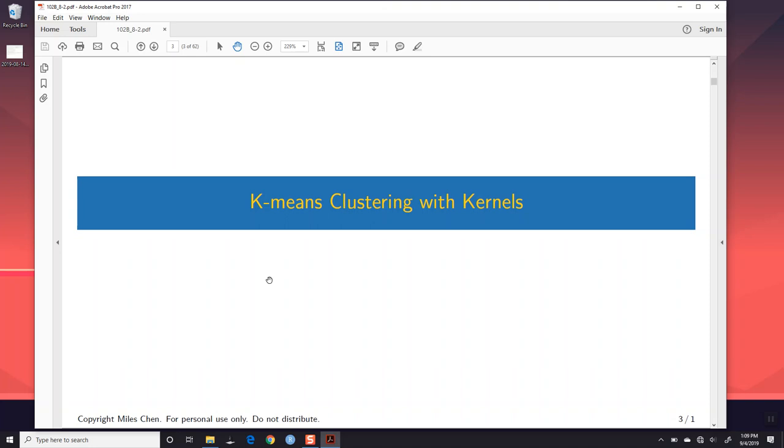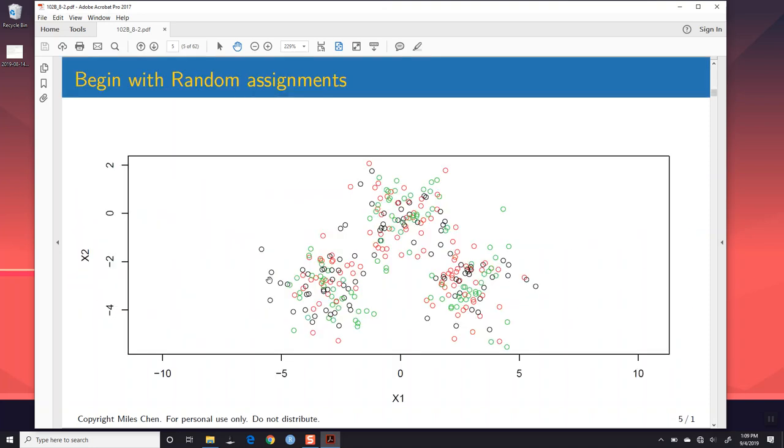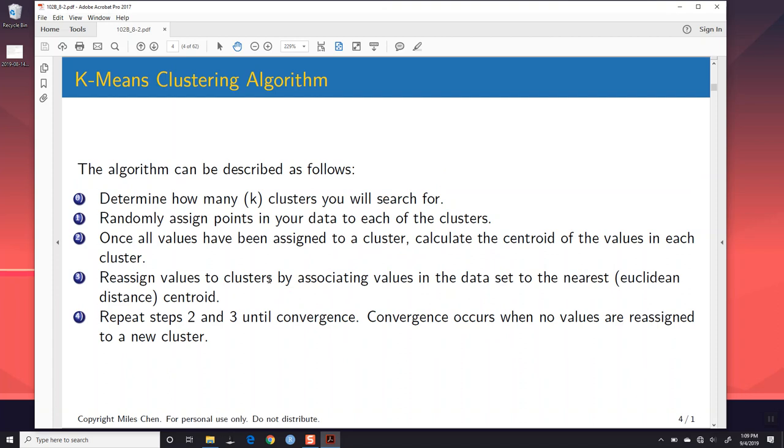Okay. All right, so what did I say? K-means clustering with kernels. Okay, so this is a quick review of k-means clustering.